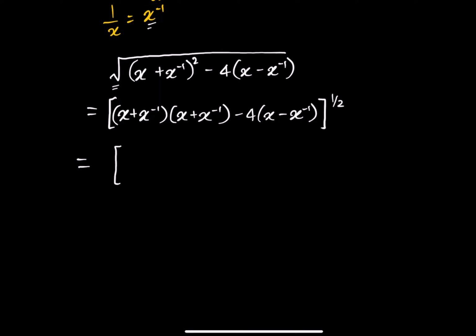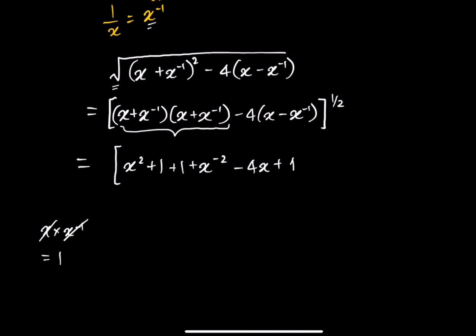So if we FOIL this first expression, then we get x squared plus 1, because x times x raised to the power negative 1 cancels out, giving us 1. Again, plus 1 plus x raised to the power negative 2. Minus 4x plus 4x raised to the power negative 1, all raised to the power 1 by 2.